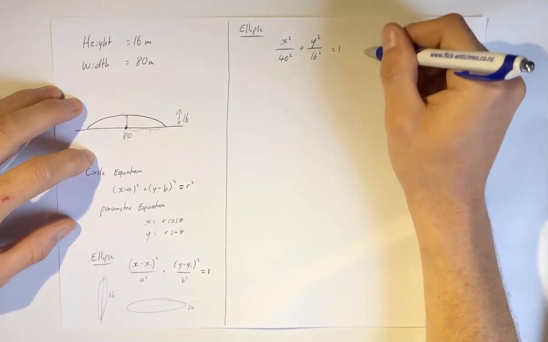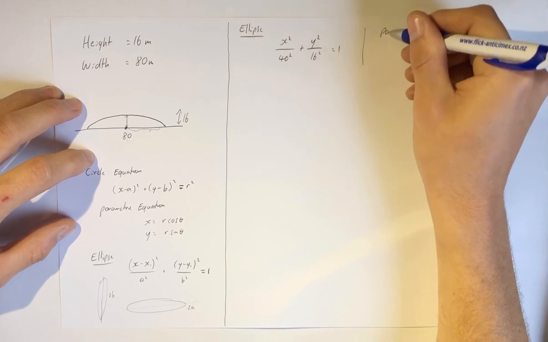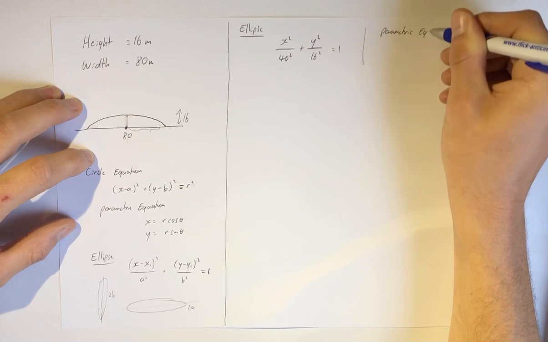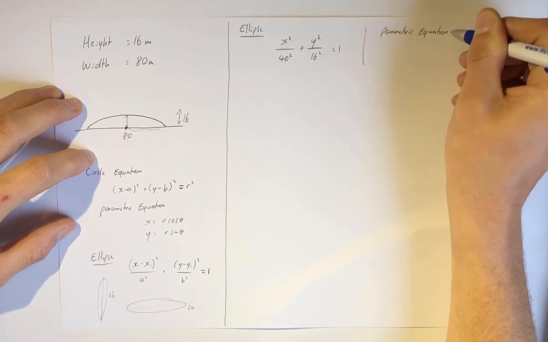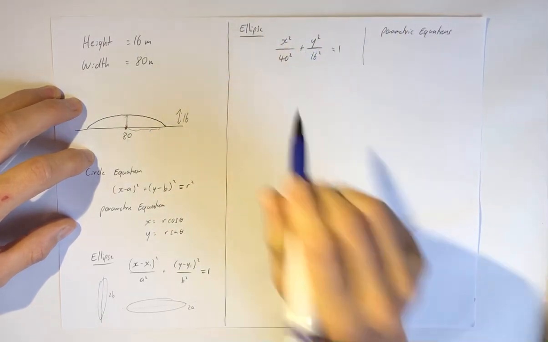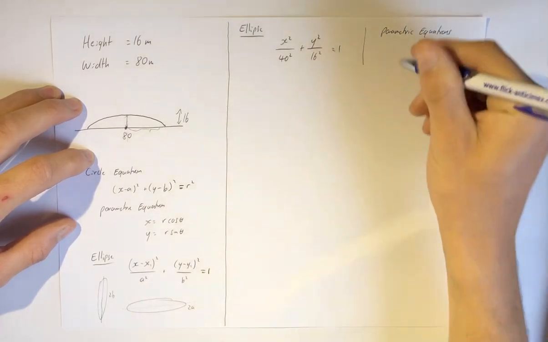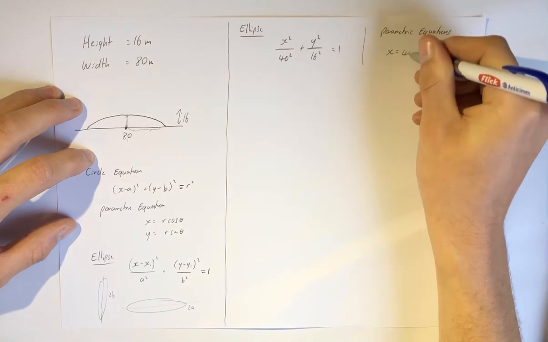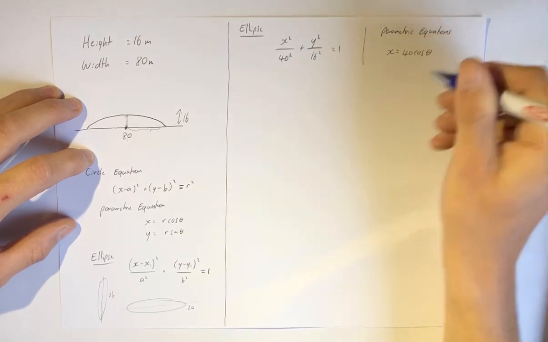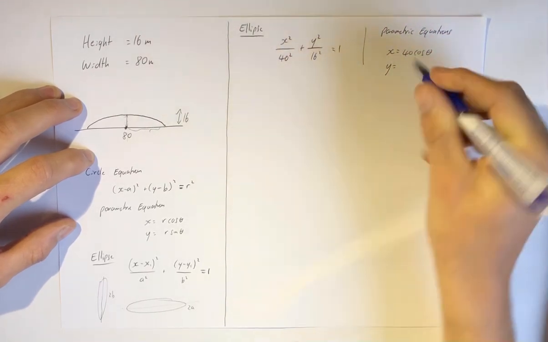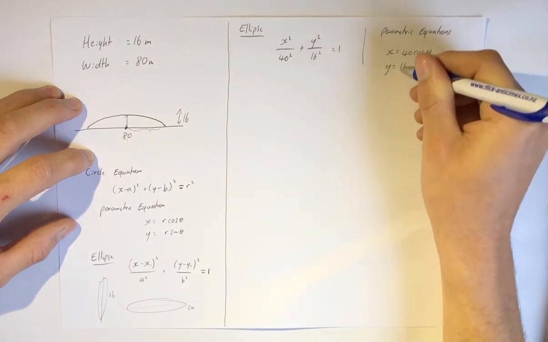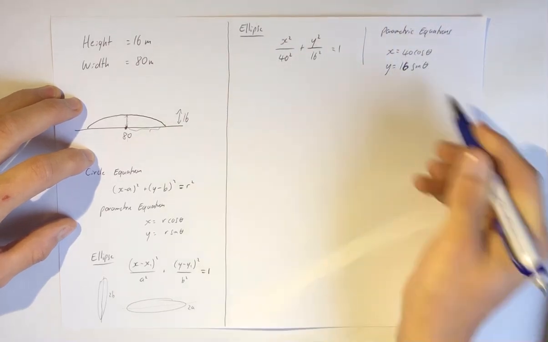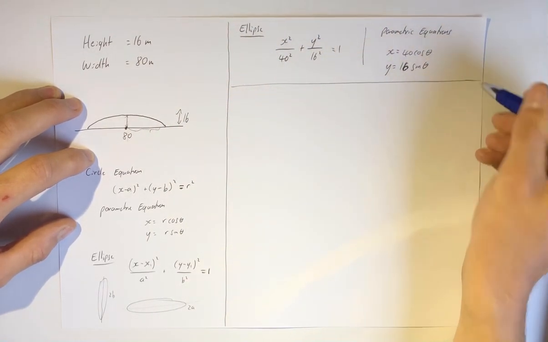You just need to also write down your parametric equations. So parametric equations, or writing this not with respect to 2 variables, but with respect to 1 and maybe some constants. You're going to get x is a cos theta, so 40 cosine theta, and y is going to be b, 16 sine theta. And there you have it. You're pretty much at achieved.